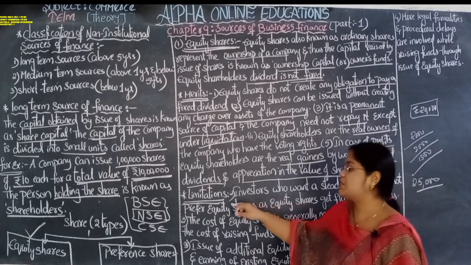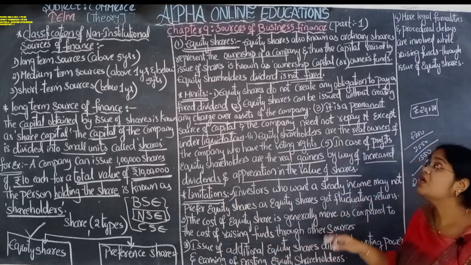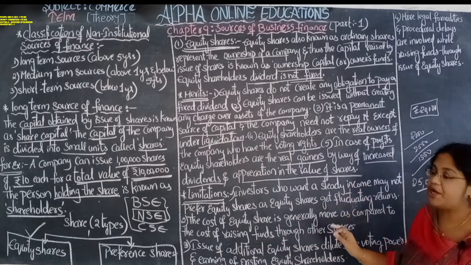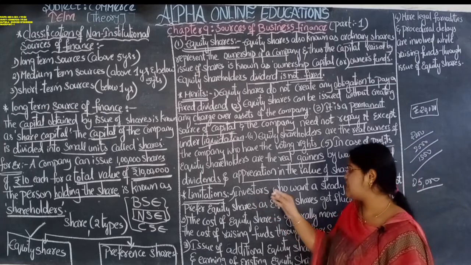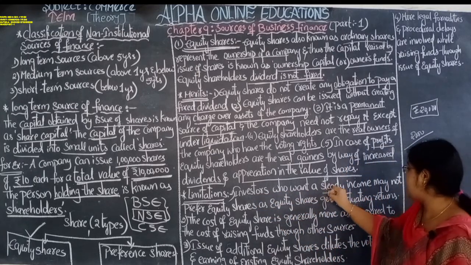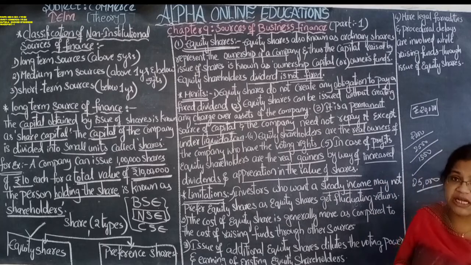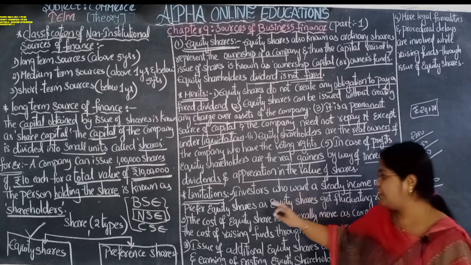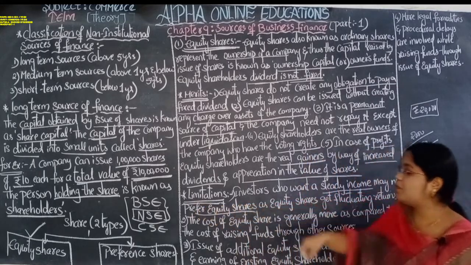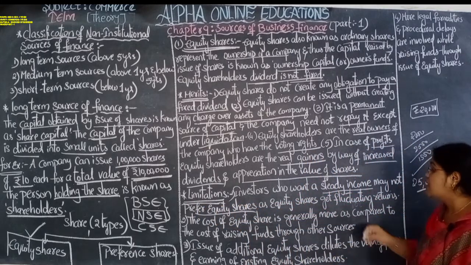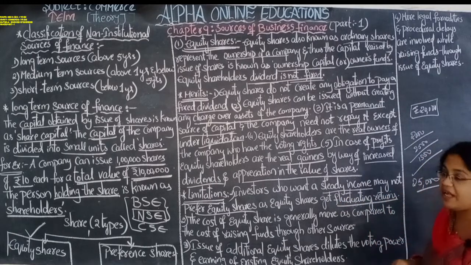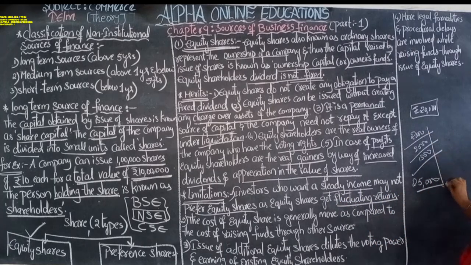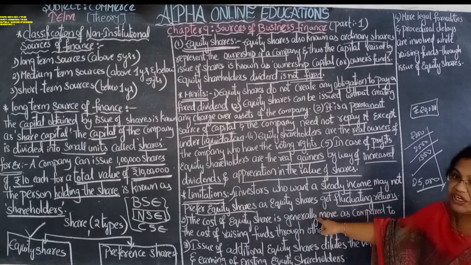Limitations means the disadvantages of having equity shares. Investors who want a steady income, steady income means fixed income, may not prefer equity shares, because the returns are always fluctuating. Who want the steady income, means fixed income, should not prefer the equity shares.